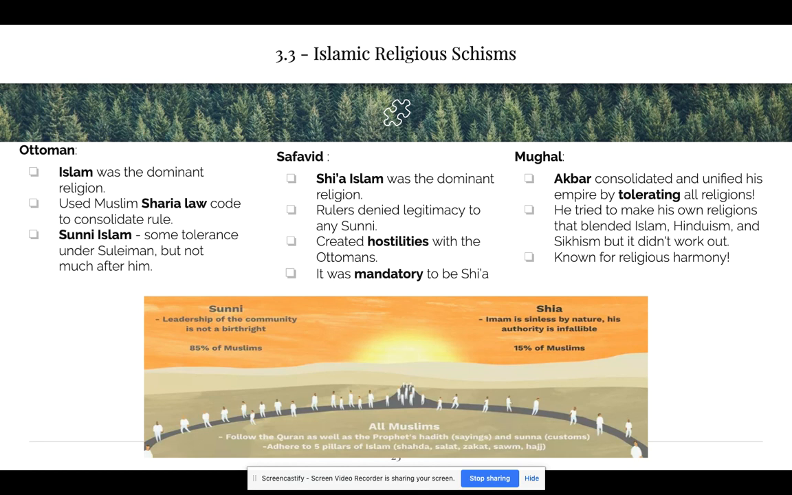And just to reiterate, Akbar the Mughal consolidated and unified his empire by tolerating religions. Star, highlight, underline. You need to know that. You need to know all of it, but make sure you know that. He tried to make his own religion that blended Islam, Hinduism, and Sikhism, which he really heavily supported Sikhism because it was relatively peaceful, but it didn't work out.